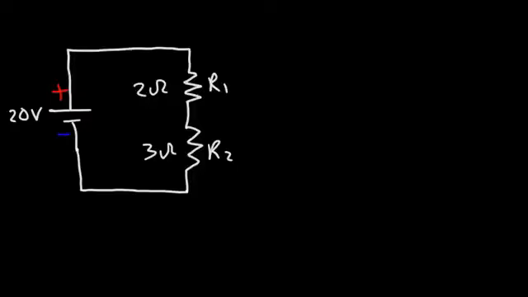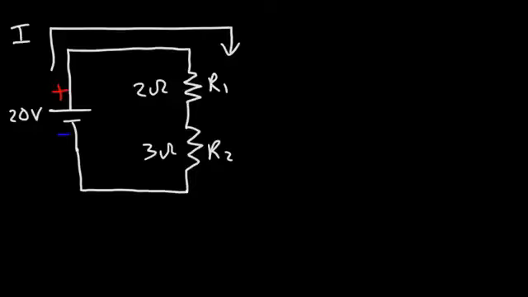The reason why it's called a series circuit is because the current has only one path to flow through these resistors. So these resistors are in series. Now, in a parallel circuit, the current can flow in multiple directions. When there's multiple paths for the current to flow, then you have a parallel circuit. But in a series circuit, there's only one path for the current to flow.